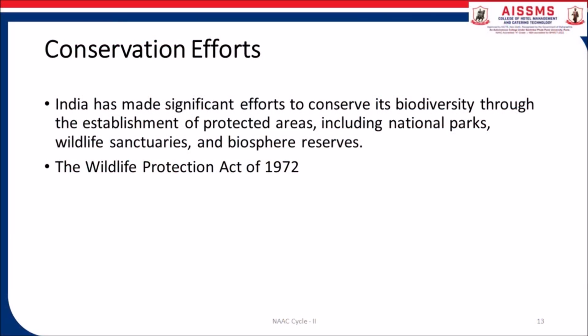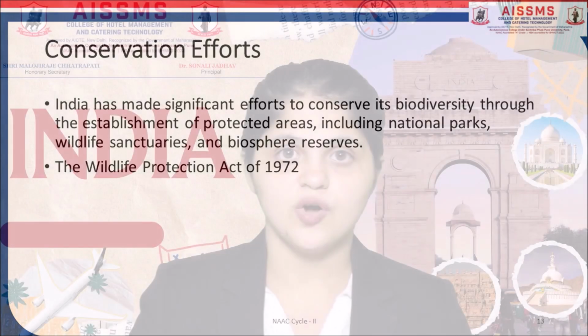Conservation efforts. India has made significant efforts to conserve its biodiversity through the establishment of protected areas, including national parks, wildlife sanctuaries, and biosphere reserves. The Wildlife Protection Act of 1972 provides legal protection to endangered species and regulates activities such as hunting, trade, and transportation of wildlife. India is also a party to various international conservation agreements and initiatives, including the Convention on Biological Diversity (CBD) and the Ramsar Convention on Wetlands.